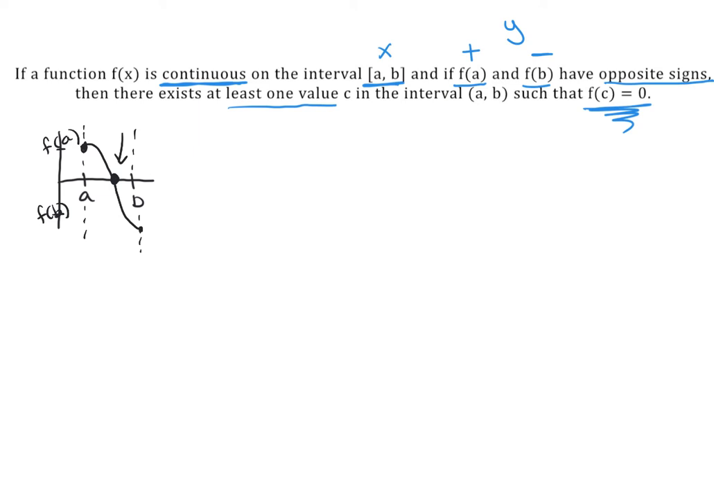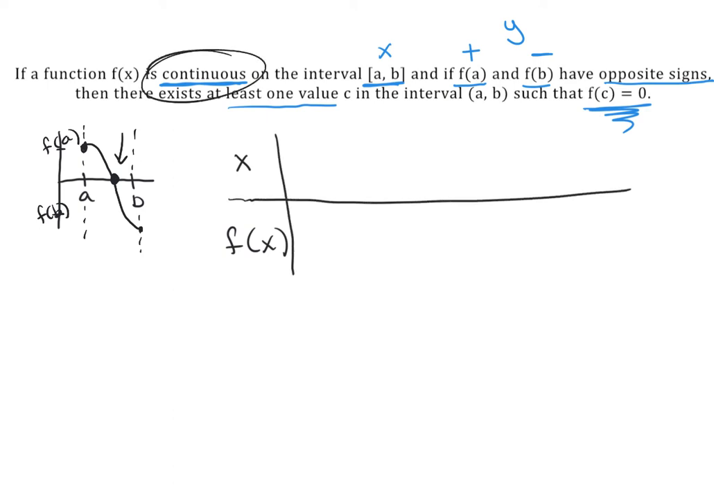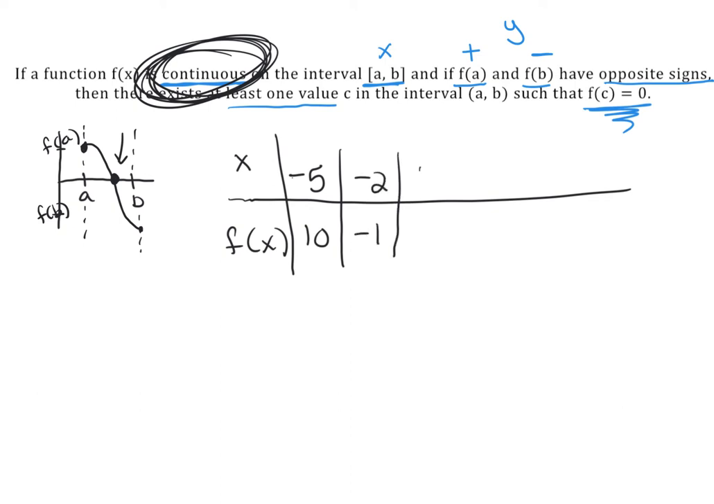Okay, so now we're going to draw out a table. Let's say I have these function values, and I am stating that it is a continuous function, so I have to state that. It's a continuous function, and here are values on this function. So -5, 10, -2, -1, 4, 2, 8, 10, 12, -3.